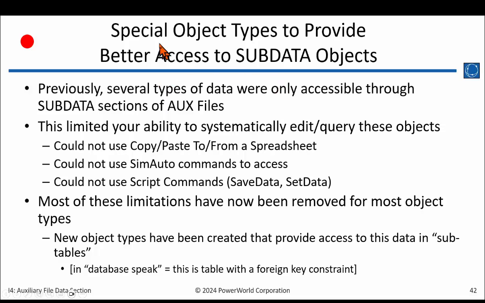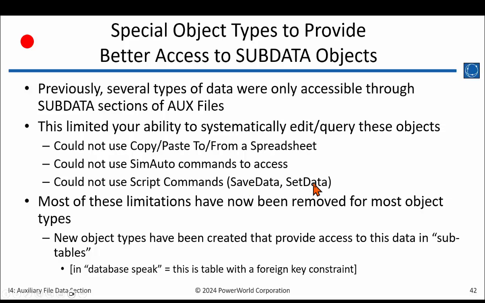So this talks about some different objects that, for example, have, instead of subdata, they can be accessed with separate object types. And there's some advantages to doing that. I think sometimes the subdata might actually be easier to read if you're reviewing a text file, but there are some limitations to it. Like subdata can't easily be copied and pasted from a spreadsheet, for example.